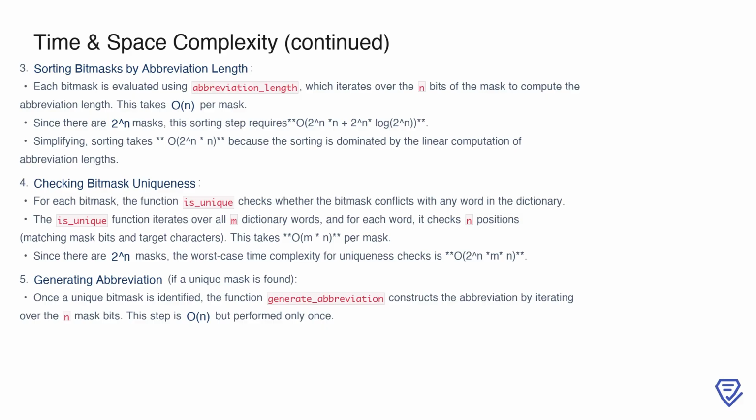The next crucial step is checking the uniqueness of each bit mask. For a given bit mask, we compare it against all m words in the dictionary, requiring m*n per mask. Since there are 2 to the power of n bit masks, the uniqueness checks contribute 2 to the power of n times m times n to the overall complexity. Finally, if a unique bit mask is found, generating the corresponding abbreviation involves iterating over the n bits, which takes n. Since this occurs only once, its impact on the overall time complexity is minimal.